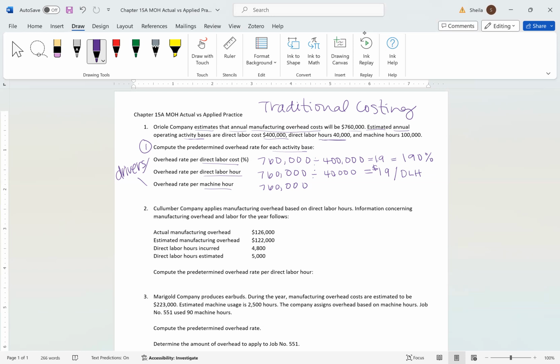And then finally, machine hour, very similar to direct labor hours. Take that divided by the estimated machine hours of 100,000. And we should get 7.6. So that's $7.60 per machine hour. So if we had a job that used 100 machine hours, we'd take that times 7.6. And that's how we do traditional costing.